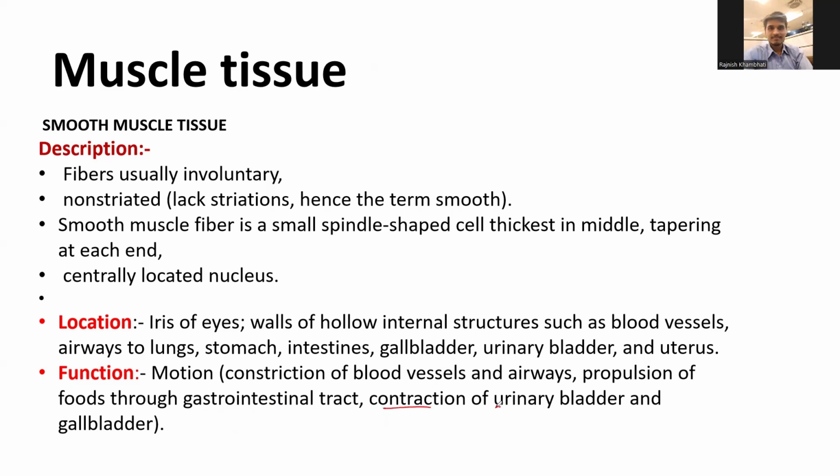Then contractions of the urinary bladder. When the urinary bladder contracts, we are able to urinate, because of the smooth muscles. Similarly, when the uterus undergoes contraction, it helps in the birth of a baby. The baby is born due to the contractions of the uterus, and that contraction is due to smooth muscles. So this is it.